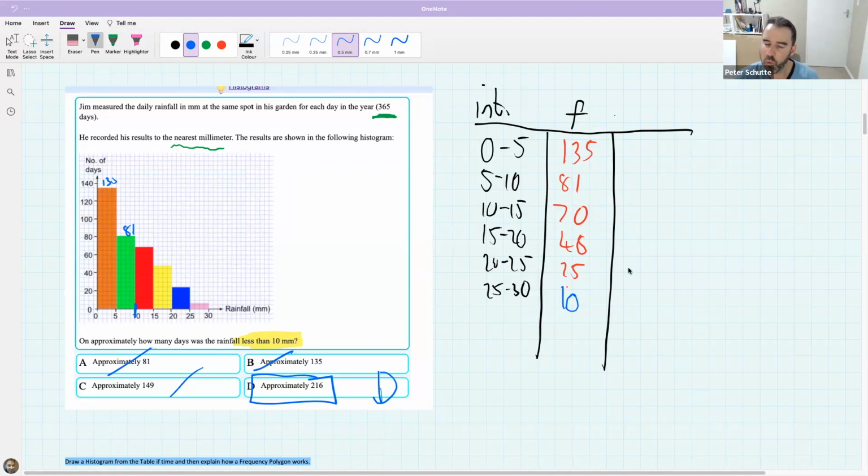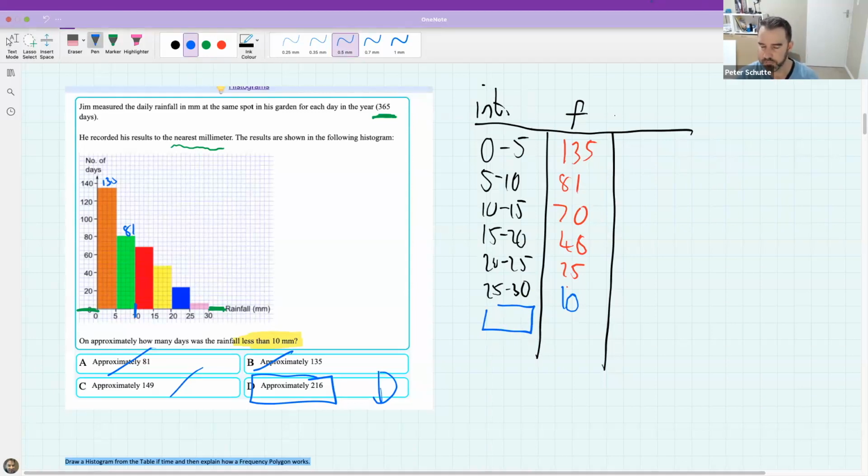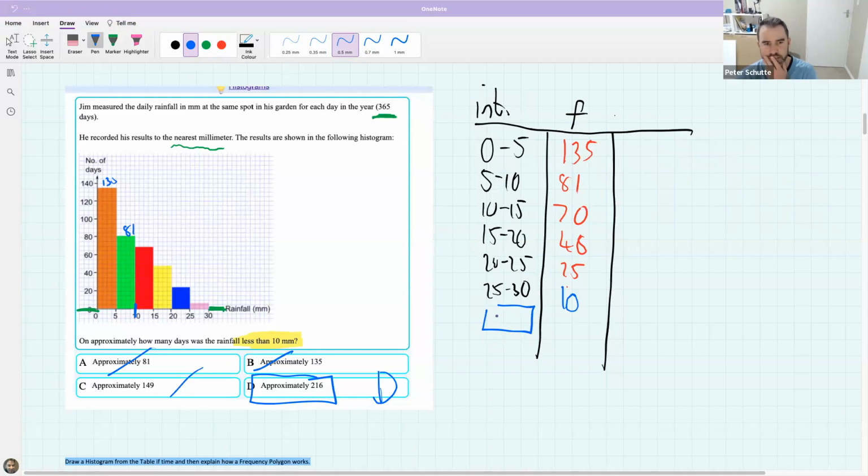Now, what we need to know about before we get to the end of this first half is, what is a frequency polygon? A frequency polygon is just going to be a graph where you connect the midpoints of each of the intervals to each other, and you add 2 extra bits on each side. So if I had to add a next interval, what do you think the next interval after 25 to 30 is going to be? If I had to add one.